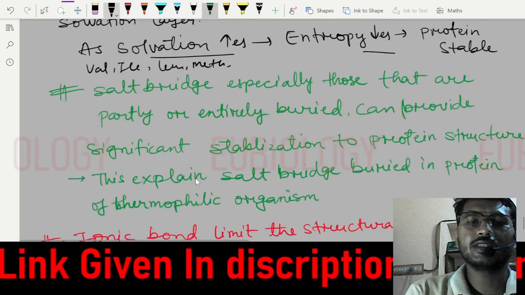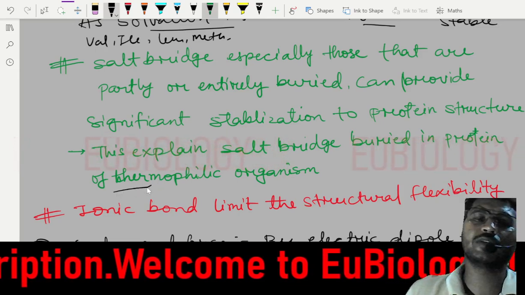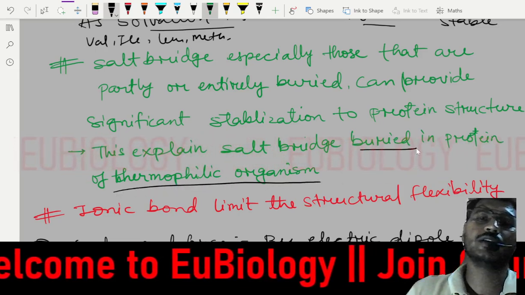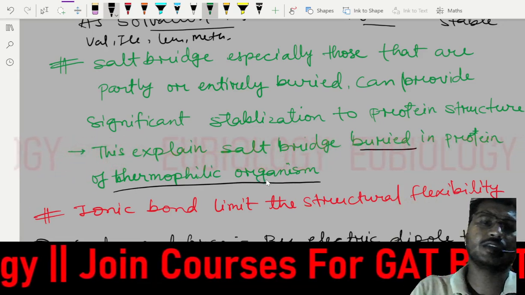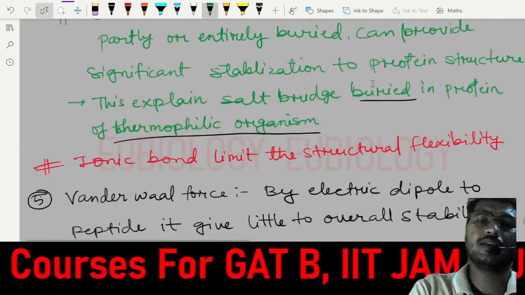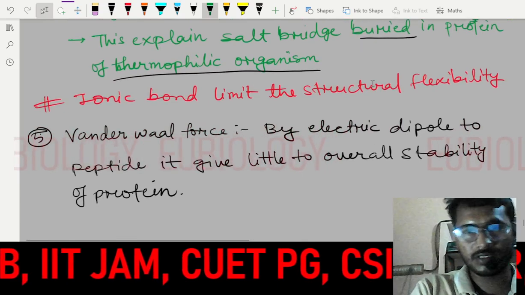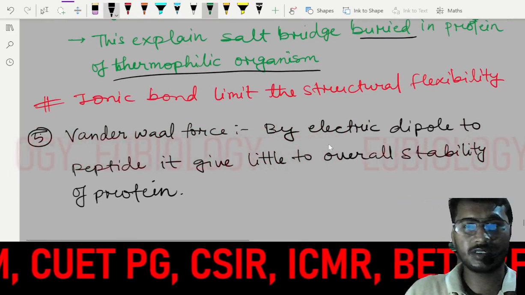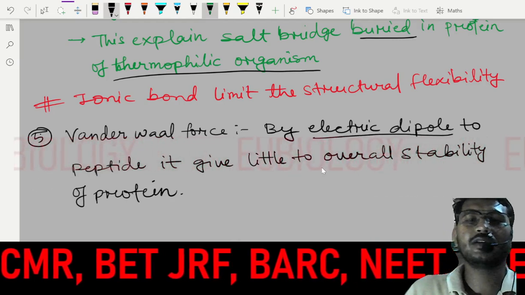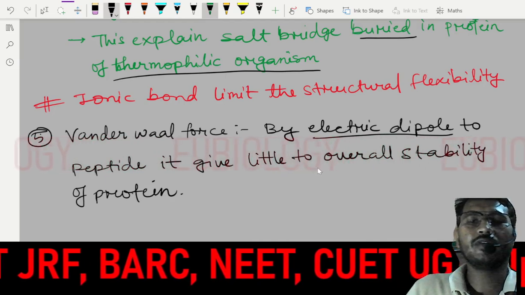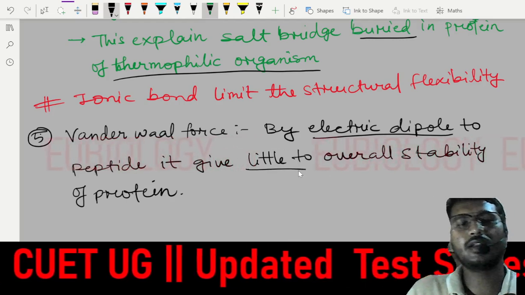As you can see in the stabilization in thermophilic organisms also, the salt bridge will be buried in the center of the protein. In thermophilic organisms, mostly ionic bonds limit the structural flexibility. And then van der Waals force. The van der Waals force turns into an electric dipole, and overall it will give stability, but not very much, only a little.